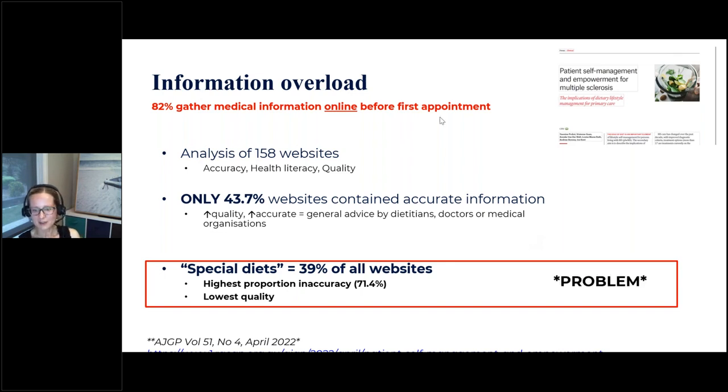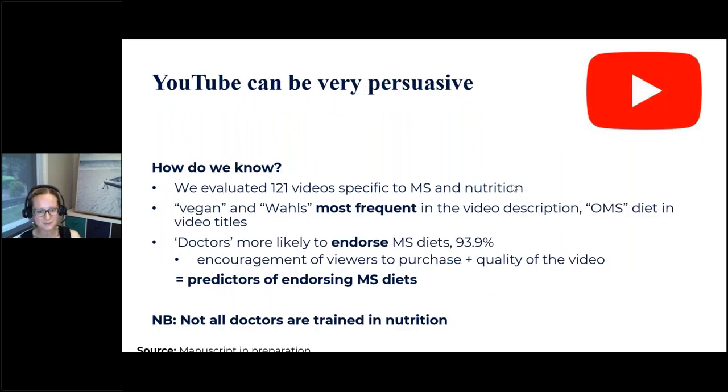But what's even more so, and I've got a bit of a lag happening at the moment, is it's not just the websites. So our social media platforms, and I've used YouTube as an example here just for this webinar today. We also did a similar thing where we looked at the YouTube pages that come up when you type in MS and nutrition. And funnily enough, the most common diets, so to speak, that came up were the need to follow a vegan diet and the WALS diet.